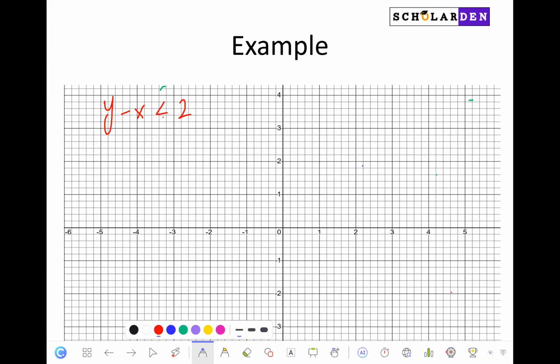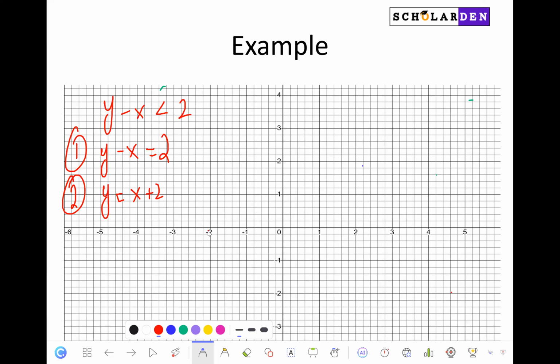First of all, we have to change this inequality sign to the equality sign. Step 1, y minus x is equal to 2. Step 2, convert it into the slope intercept form, y is equal to x plus 2. Okay, now let's plot this. The y-intercept is going to be 2, and the x-intercept is going to be -2.